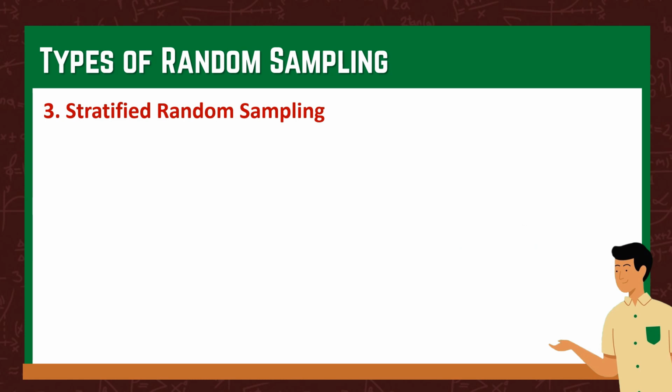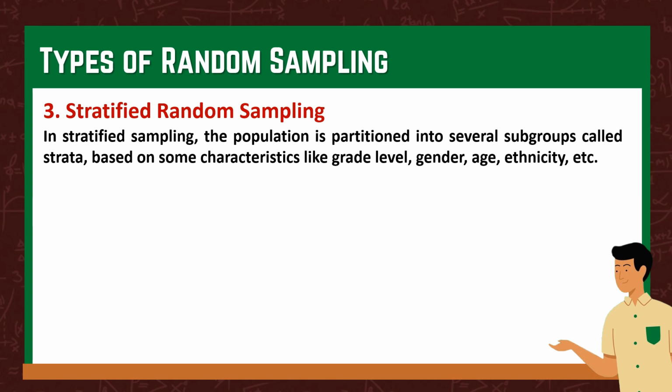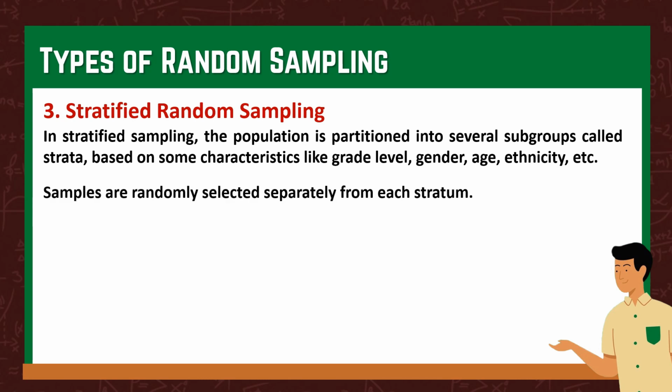Another type of random sampling is stratified random sampling. In stratified sampling, the population is partitioned into several subgroups called strata based on some characteristics like grade level, gender, age, ethnicity, etc. Then samples are randomly selected separately from each stratum.